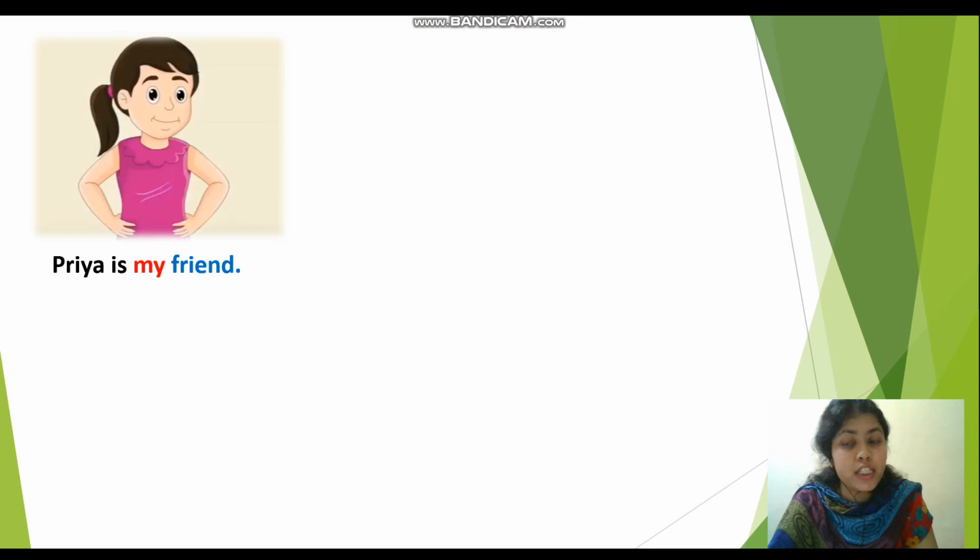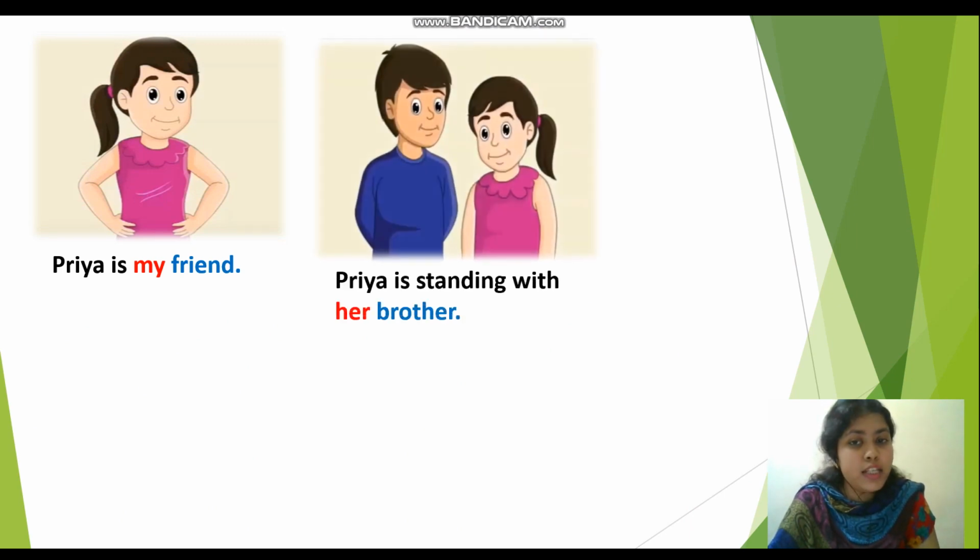Priya is my friend. Here again, as you can see, the word in blue, friend, is a noun. And the word in red, my, is coming before a noun. Therefore, it is an adjective. Next one. Priya is standing with her brother. The word brother is a noun, and the word her is coming before brother. Therefore, it is an adjective. And it is showing possession also.